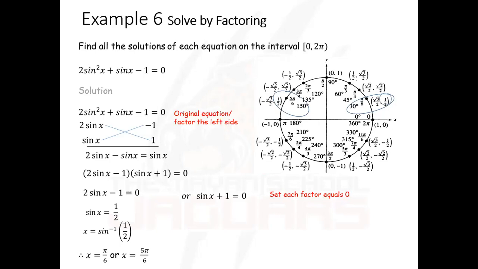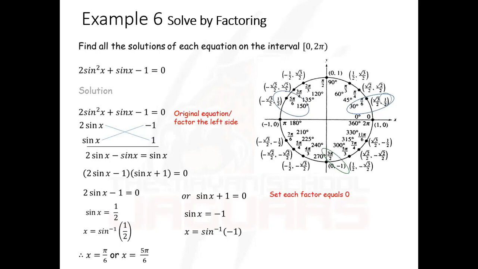Now let's solve the second one. Let us leave the sine of x alone. Sine of x equals -1. X would be equal to the inverse sine of -1. In this case, we're going to look for a y coordinate that is -1 in the unit circle. Can you find one that is -1, one y coordinate that is -1 in these ordered pairs?